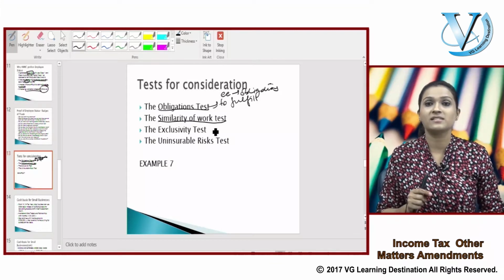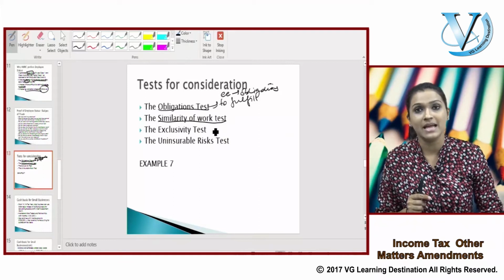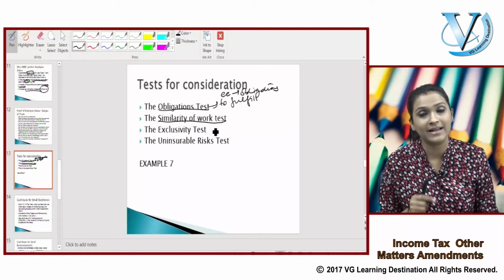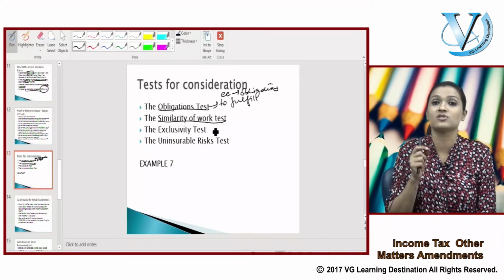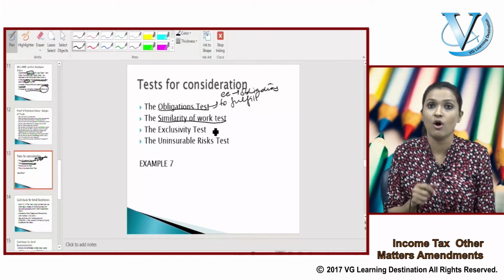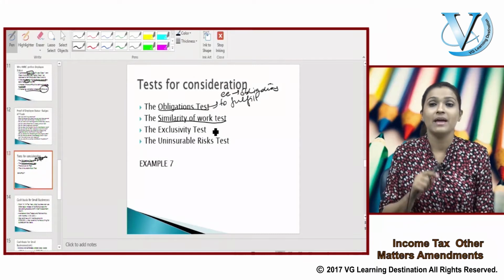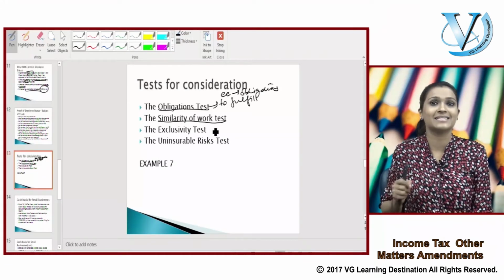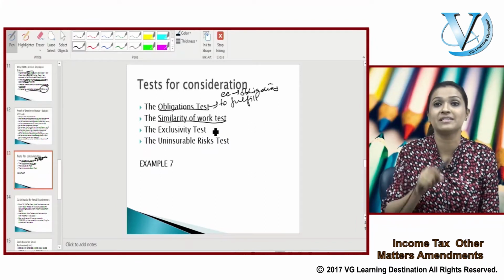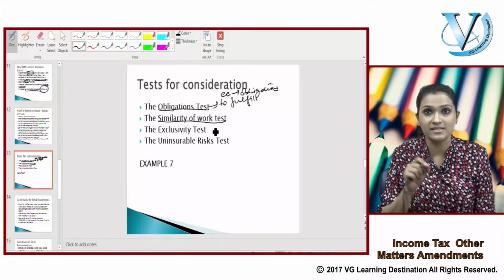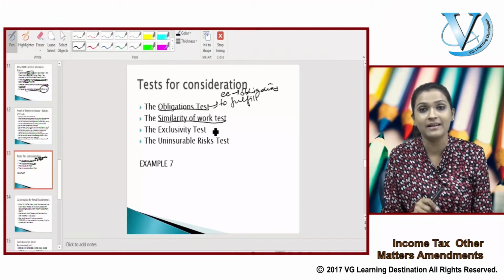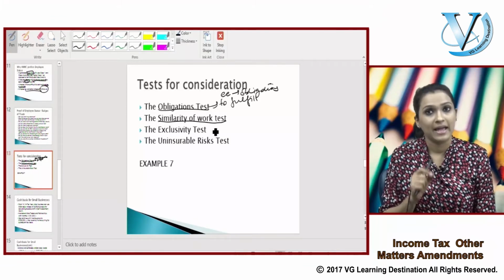What else? The exclusivity test, which basically means how exclusive is the work which I am doing. Am I obligated? If I'm signed to an exclusive contract by my employer, I can only work for one employer at a time. As opposed to this, if I'm a freelancer, a self-employed person, I can perform the same task at 5 different institutes. Why? Because there is no exclusivity of my work. I'm not obligated under any contract of employment.